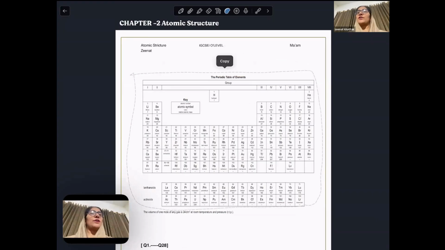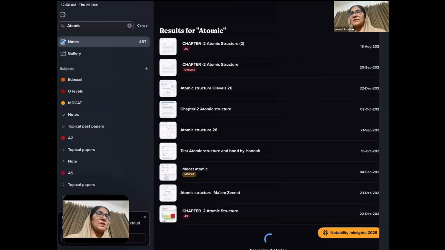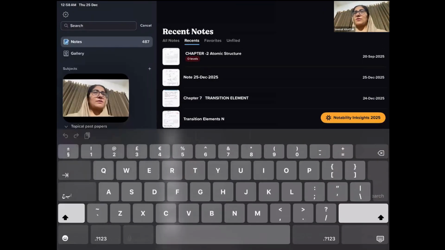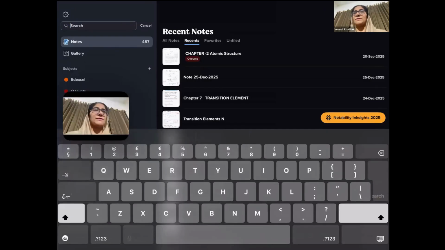This is the periodic table. I'm copying it so that I can share it with you.